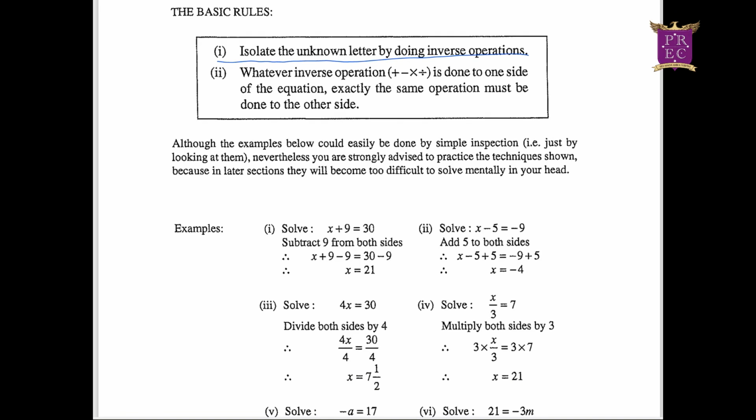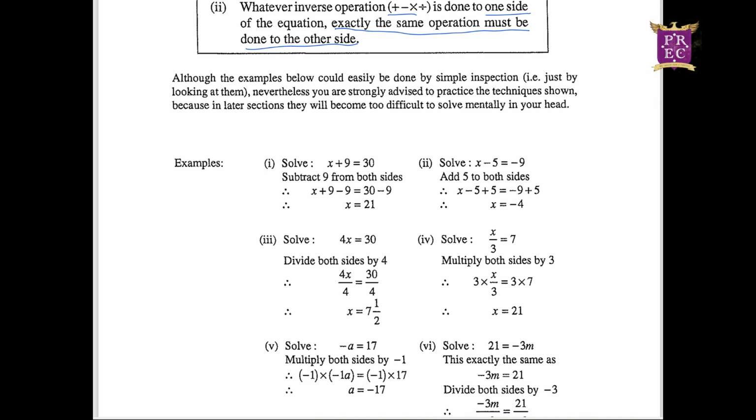Now, one thing to keep in mind is when we're doing inverse operations, you must make sure that whatever operation you do to one side of the equation, you have to do the exact same operation on the other side, because otherwise your two sides of your equation won't be equal anymore, because this means both sides of the equation have to be equal, which means equal operations have to be done on both sides.